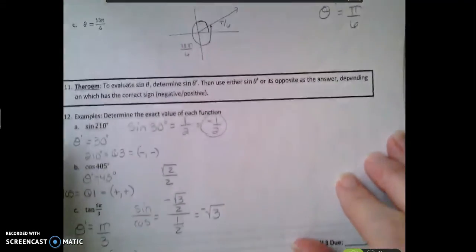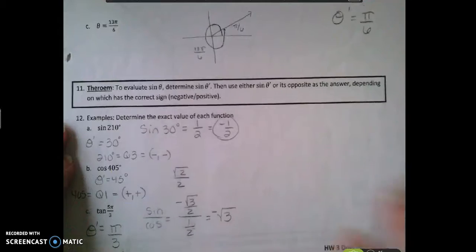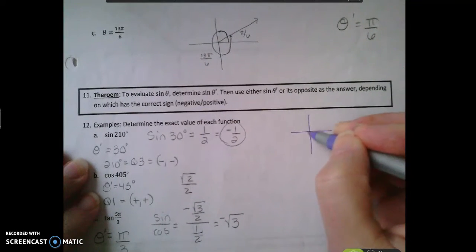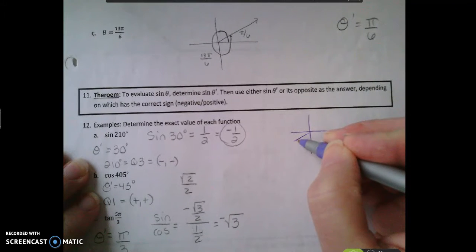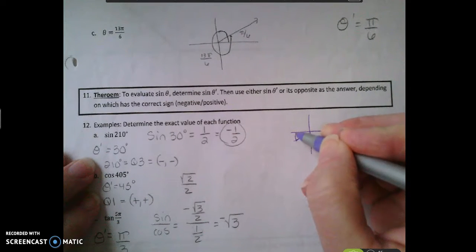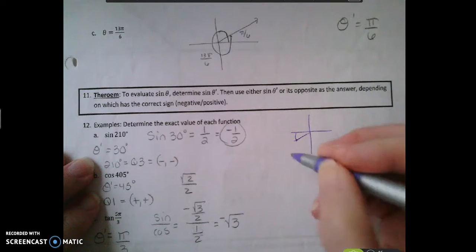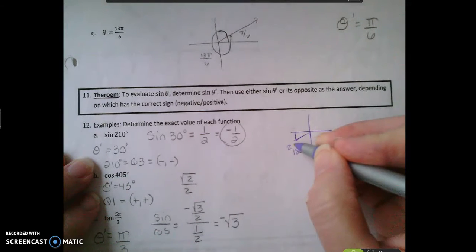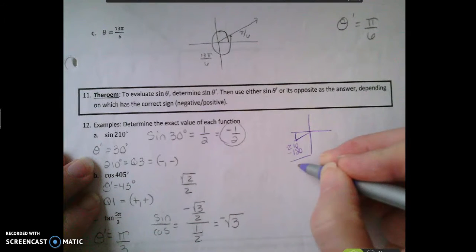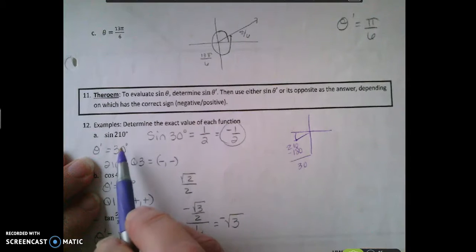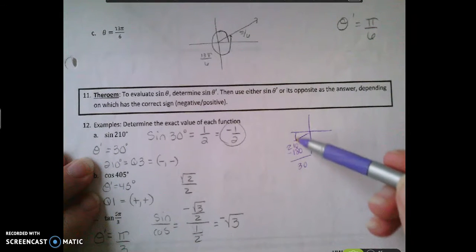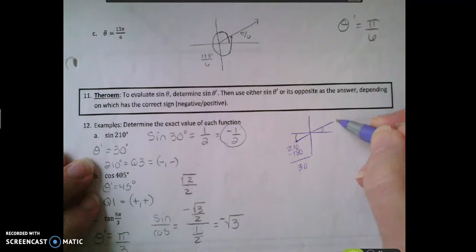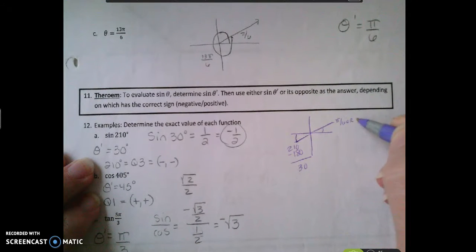So how do we use that? So if I have a sine of 210 degrees, think about this for a second. 210 is over here in quadrant 3. So 210 is how many degrees from 180? So 210 minus 180 gives us 30 degrees. So 210 is 30 degrees from 180. Therefore, it references back to pi over 6, or 30 degrees.